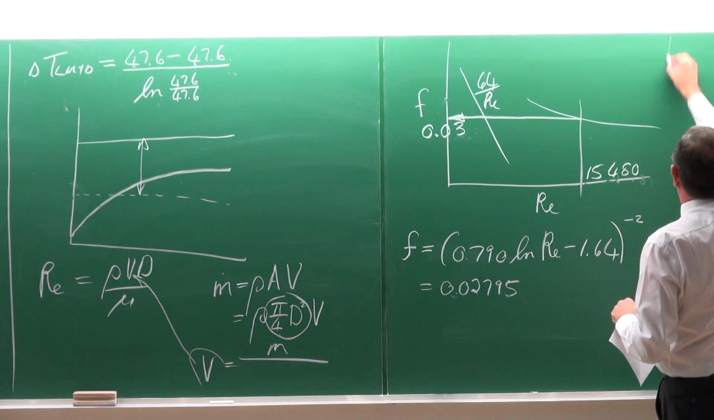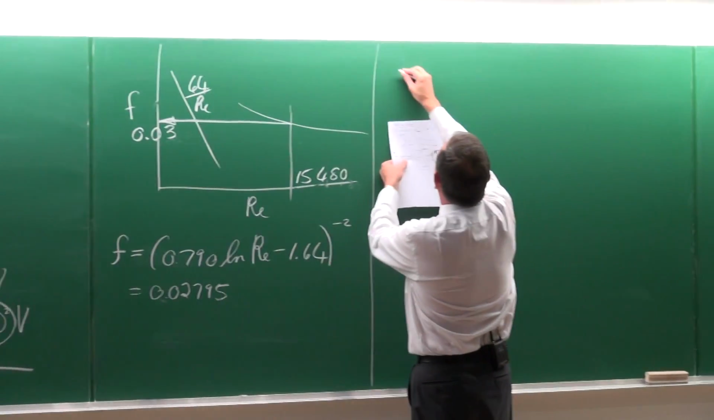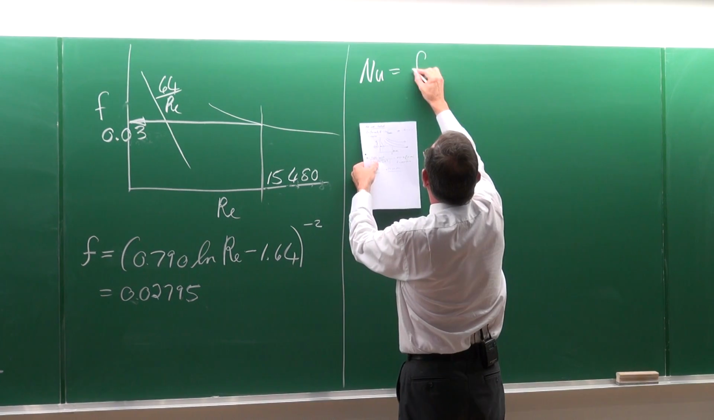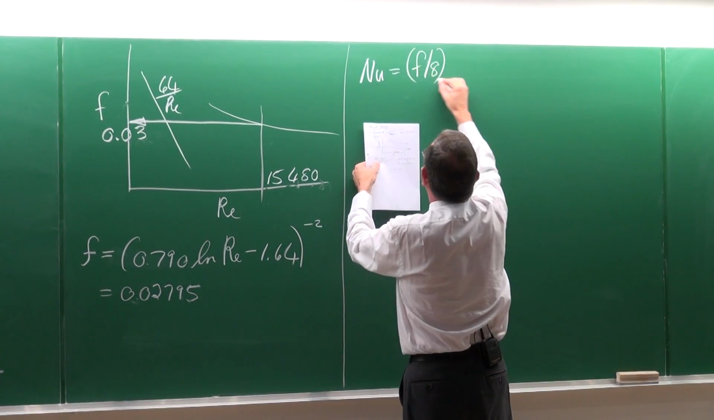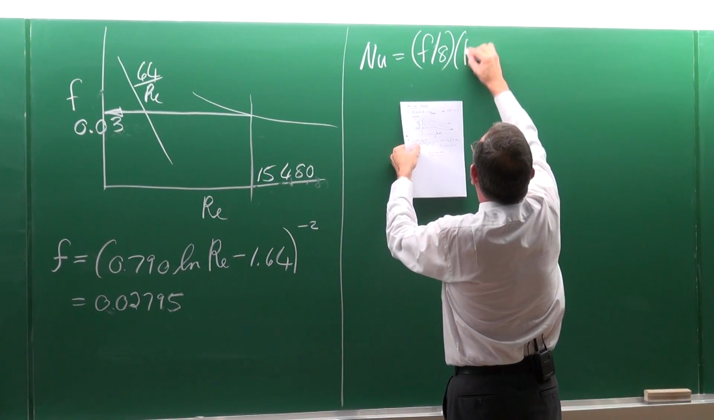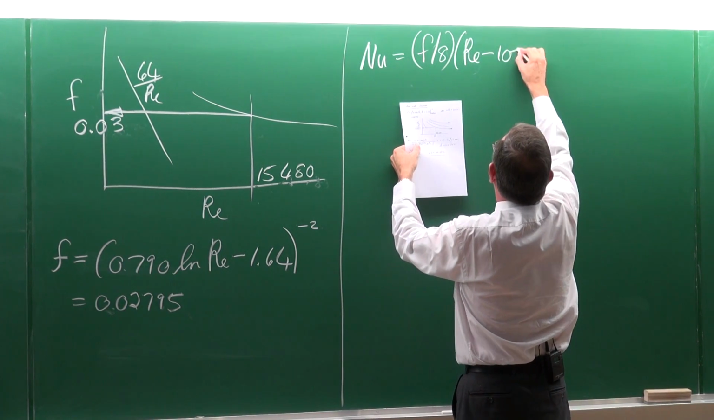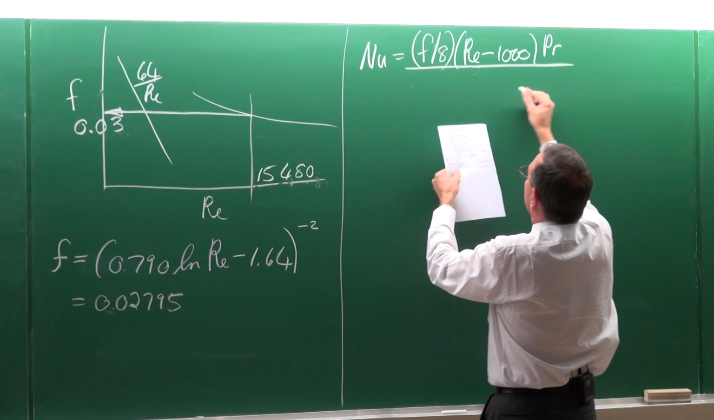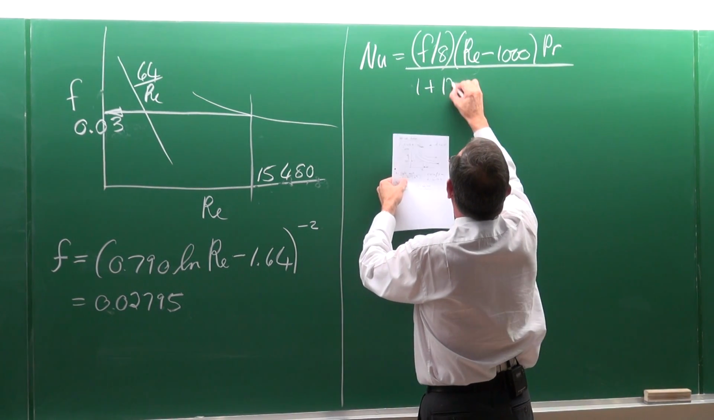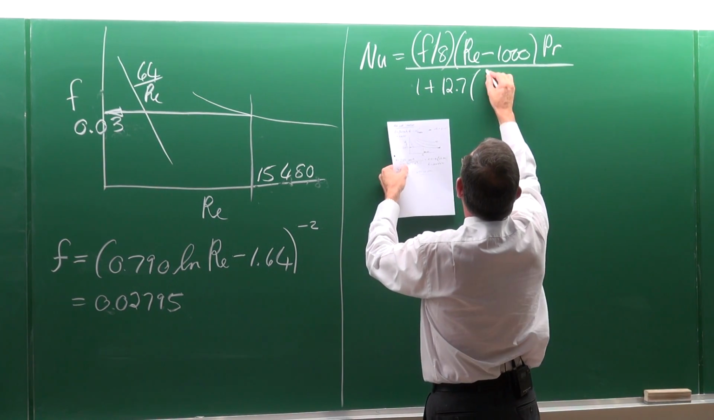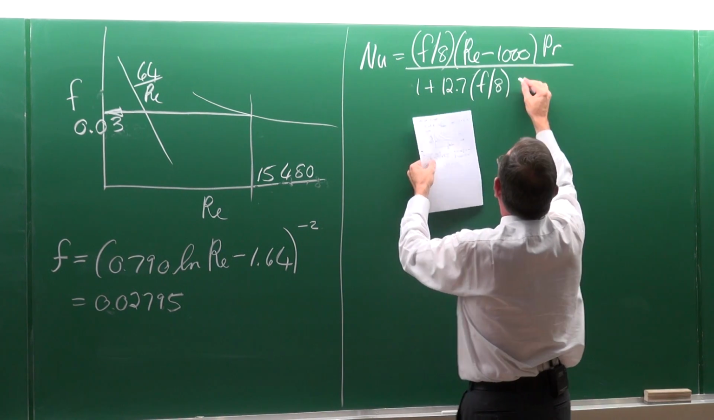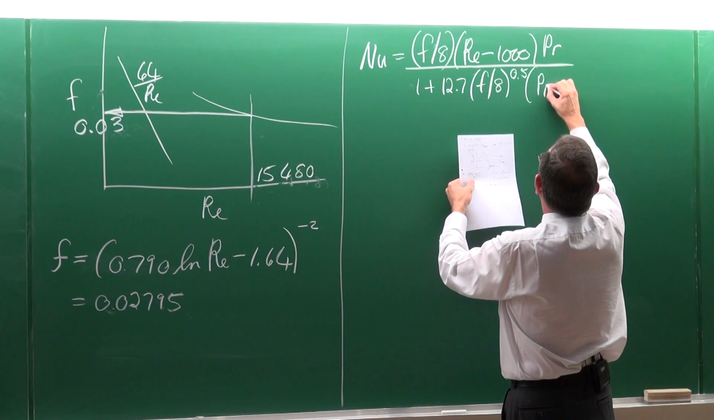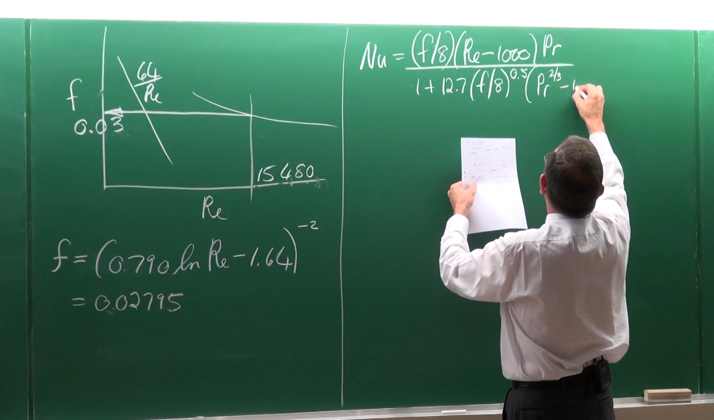Right, now that we've got the friction factor, we can actually go and calculate the Nusselt number according to the Gnielinski equation. That is the friction factor divided by 8, multiplied by the Reynolds number minus 1,000, multiplied by Prandtl, divided by 1 plus 12.7 times the friction factor divided by 8 to the 0.5, multiplied by Prandtl to the 2/3 minus 1.